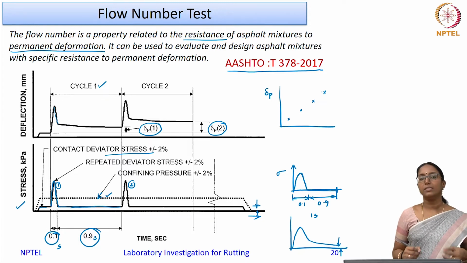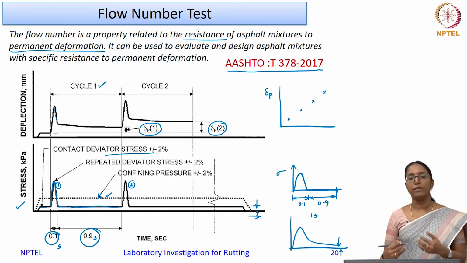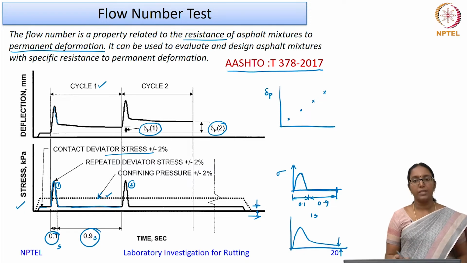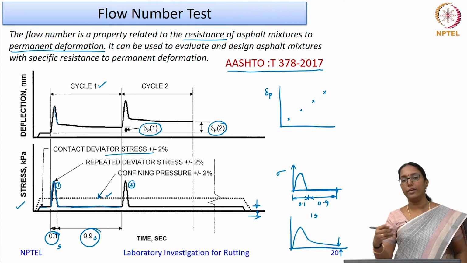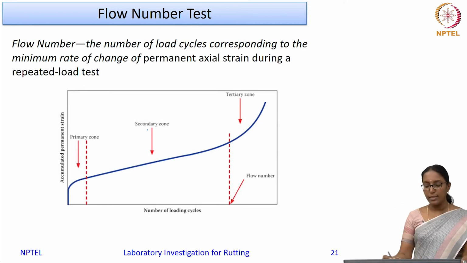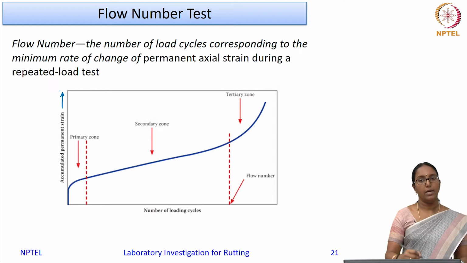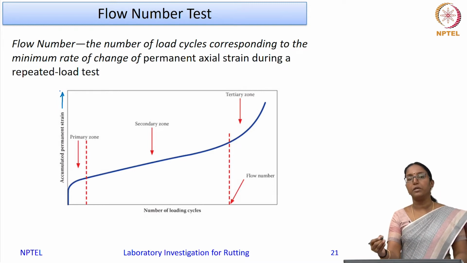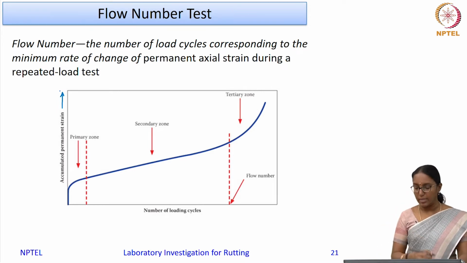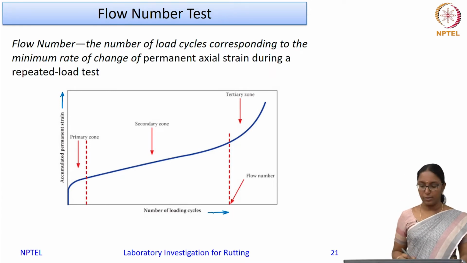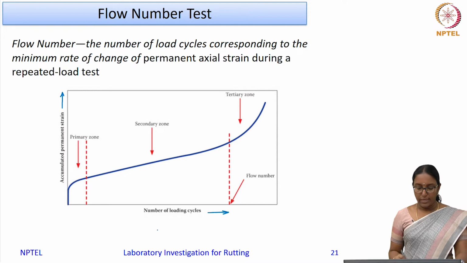So, what we are interested in looking at is this permanent deformation that happens in the material. If I keep on collecting this delta P at the end of every cycle, this is how it is going to look. This is the accumulated permanent strain. You can convert the deformation to strain by dividing it by the gauge length, as I already mentioned, and here is the number of cycles. So this is a plot of number of cycles versus the accumulated permanent strain.